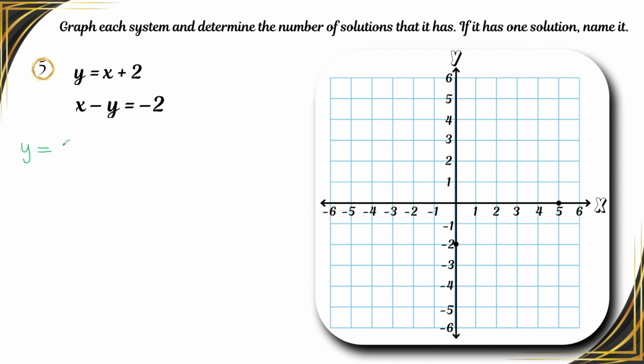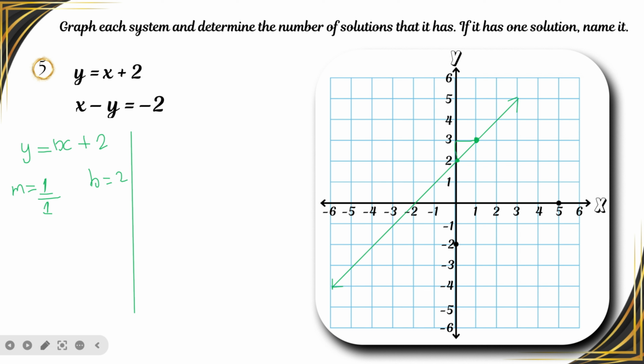Next question. Let's graph the first one: y equals x plus 2. The coefficient of x is 1, and we make it over 1. The y-intercept here is 2. We start from y equals 2 and rise 1, run 1. This is the end point, connected by a line. Let's look at the second equation here. The second one is x minus y equals negative 2.